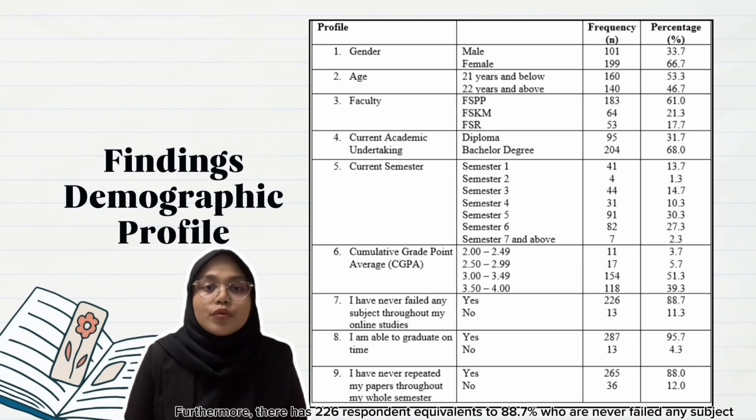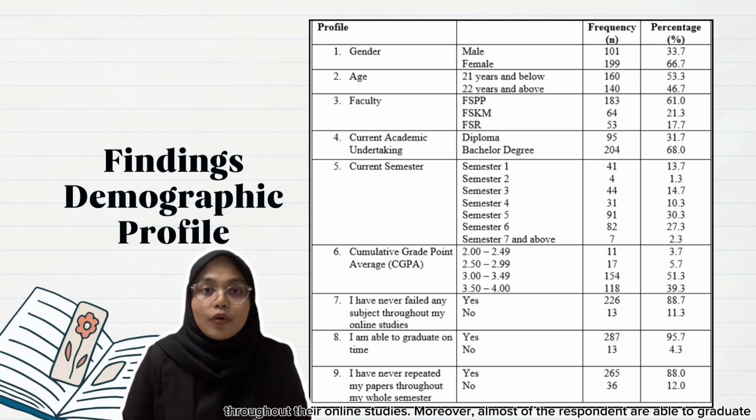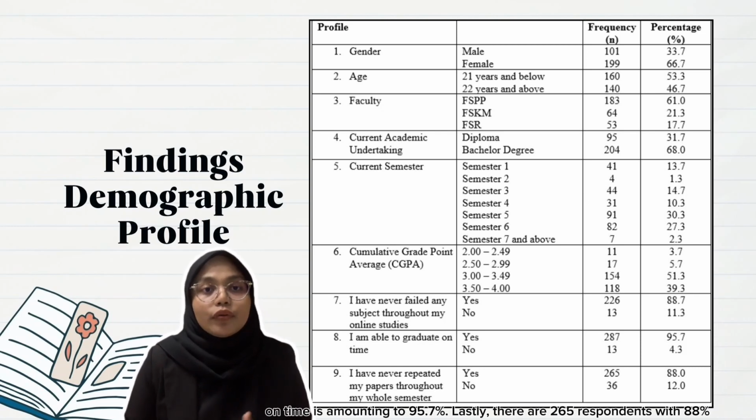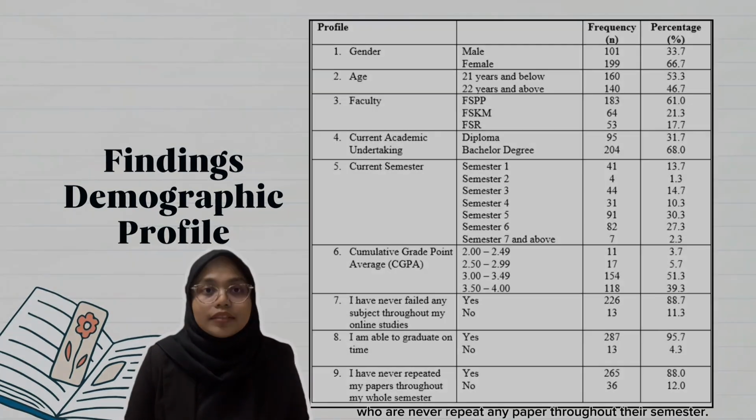Furthermore, there are 226 respondents, equivalent to 88.7%, who never failed any subject throughout their online study. Moreover, almost all of the respondents are able to graduate on time, amounting to 95.7%. Lastly, there are 265 respondents, 88%, who never repeated any paper throughout their semesters.